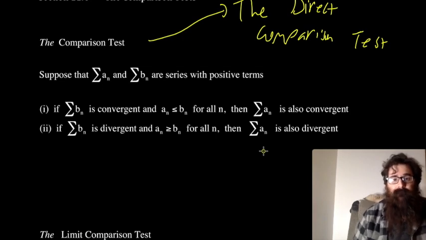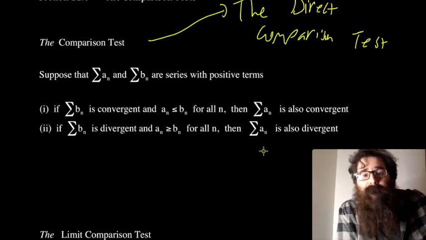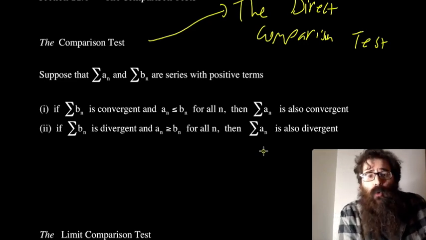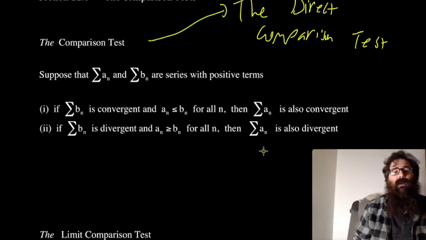Face box out of the way. These are 2 of 4 possibilities. So the comparison test, aka the direct comparison test, won't always give us information. And I want you to think of it this way.